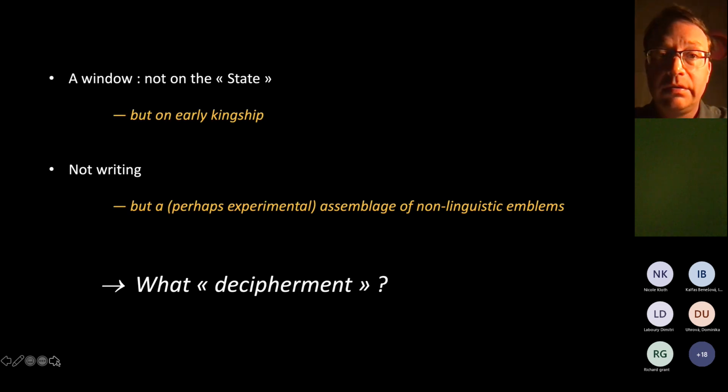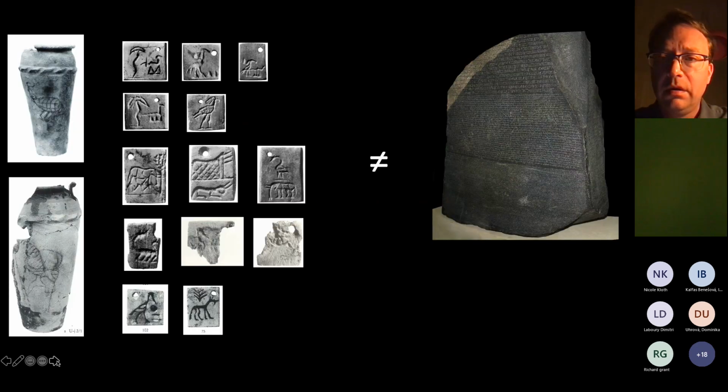So in short, we have a window not on the state, whatever that might be in the late 4th millennium, but on early kingship. And kingship and state, that's not the same thing at all. We have not writing, but a perhaps experimental assemblage of non-linguistic emblems, which also raises the question with reference to JFK in slide number 4. What kind of a decipherment can we have here?